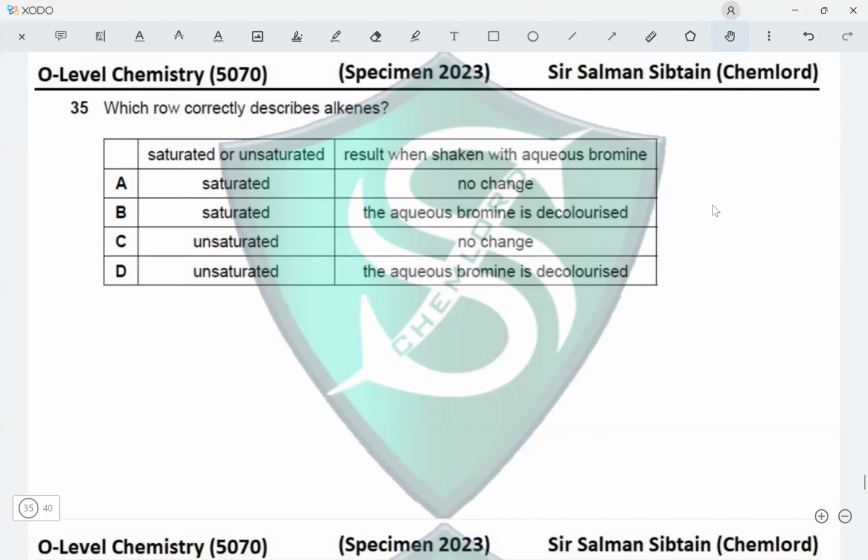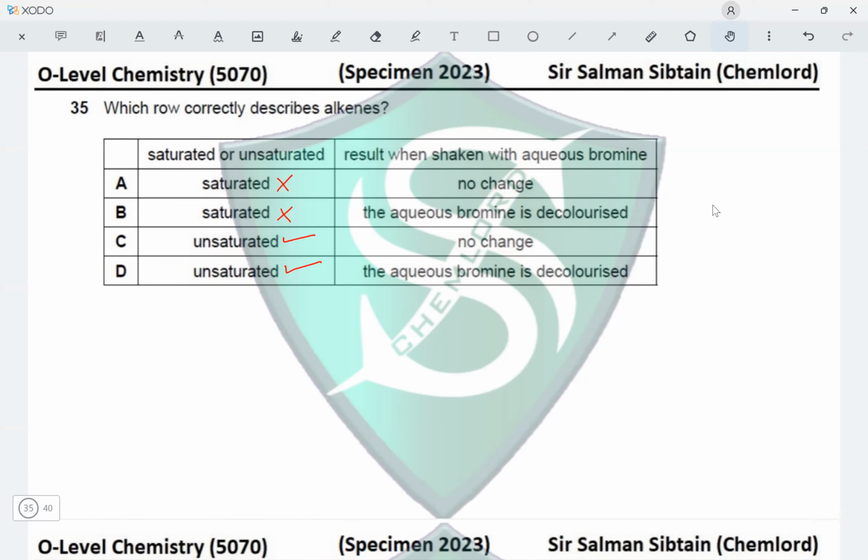Question 35. Which row correctly describes alkenes? Now, alkenes are unsaturated hydrocarbons. Unsaturated means they have a double bond present in them. So options A and B have been eliminated automatically. Options C and D both contain unsaturated, so the correct option will be one of these two. And the other column says results when shaken with aqueous bromine.